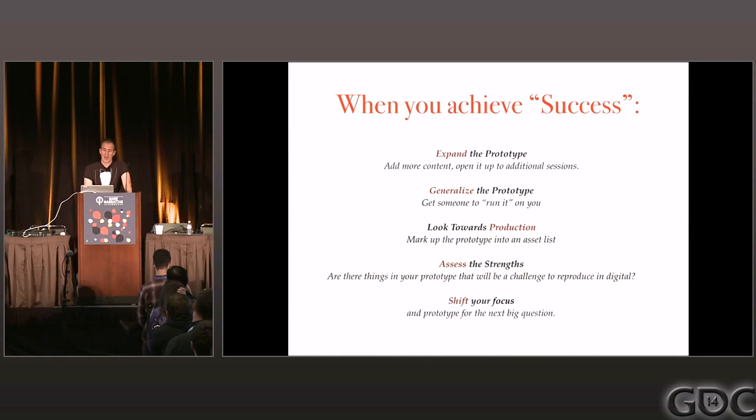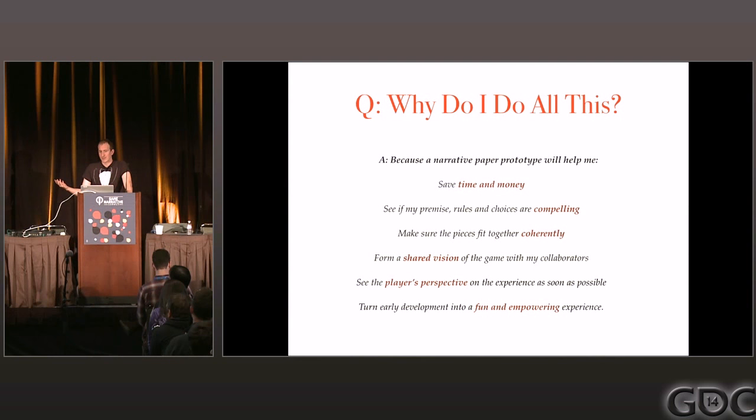So that's a lot of stuff. It's a lot of work. Even though it's disposable and quick, it's a lot to do. Why do I go through this process? Why do I think about it this deeply? Basically because a narrative paper prototype is going to help me save time and money. It helps me see if my premise, rules, and choices are compelling, to see if the pieces fit together coherently.